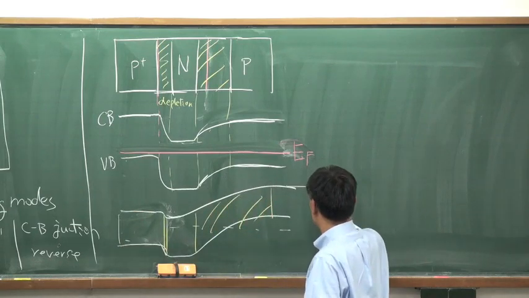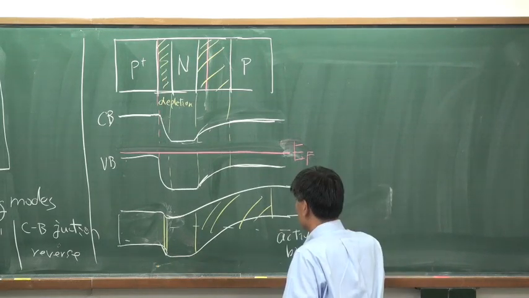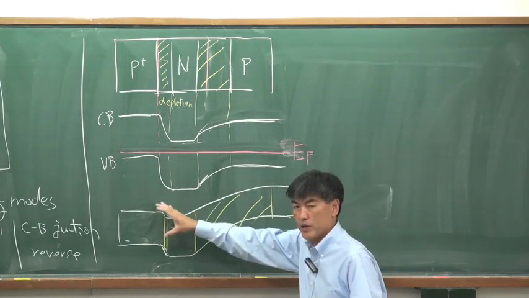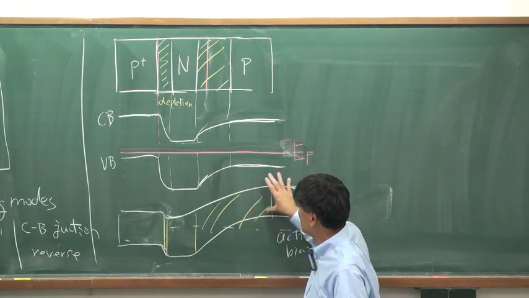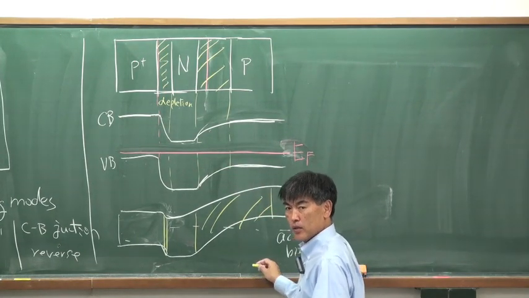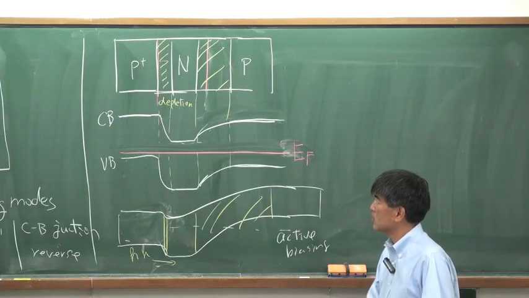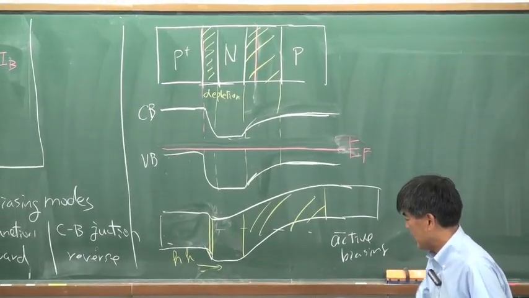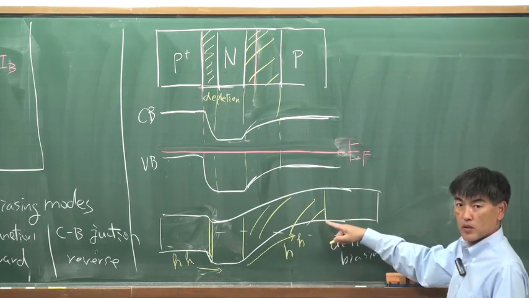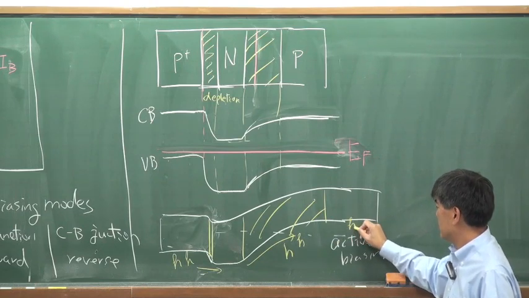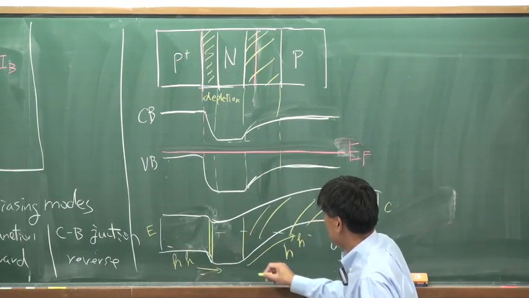So this is active biasing. So with the active biasing, we reduce the difference between P and N because it's a forward bias here, and then we will increase the difference here because it's a reverse bias here. And hole is injected into this region. Hole is injected into region, and then majority of the hole actually slide down this region to be collected in a collector. So this is emitter. And this is base.